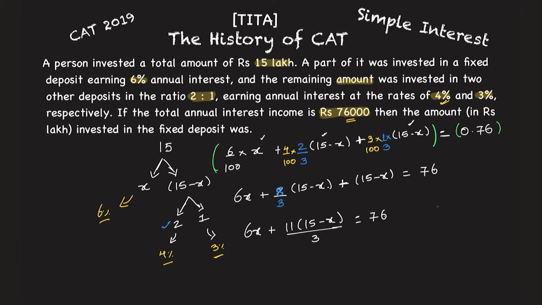Now what will I do? 8 plus 3, correct? This is 11x upon 3. Now again cross multiply this. This becomes 6 into 3, which is nothing but 18x, plus 11 into 15, which is nothing but 165. 11 into 15 minus 11x. So the whole thing is divided by 3. So let's just bring the 3 here now. Correct? 6 into 3, this equals 11x, this and then this.